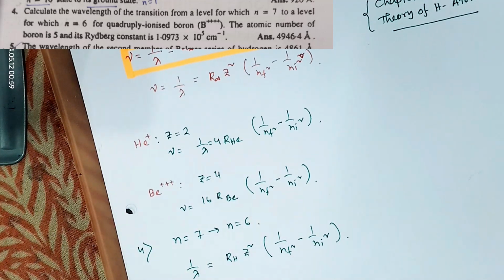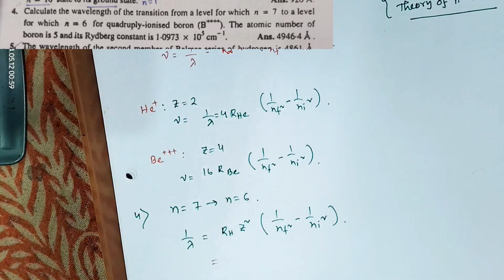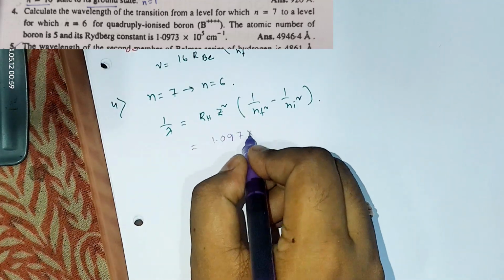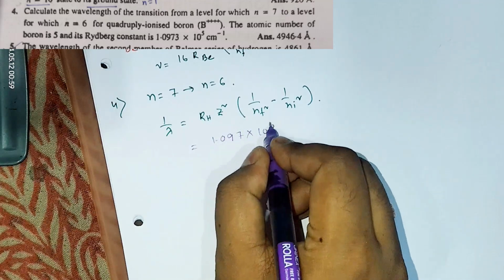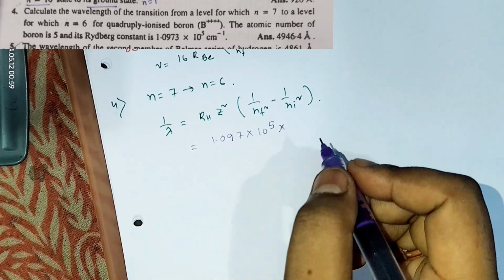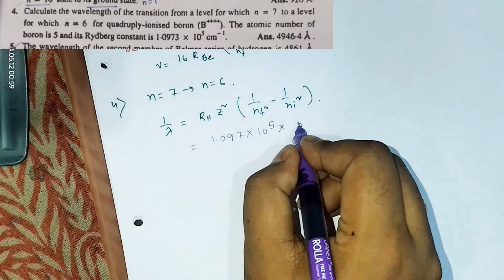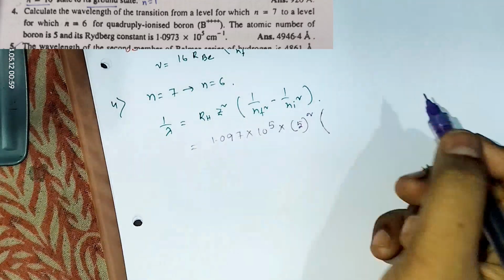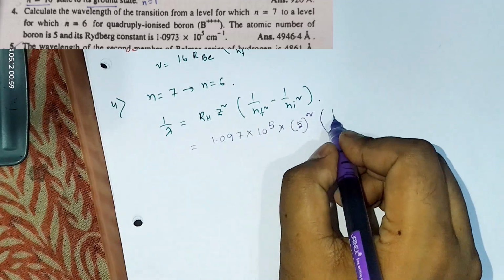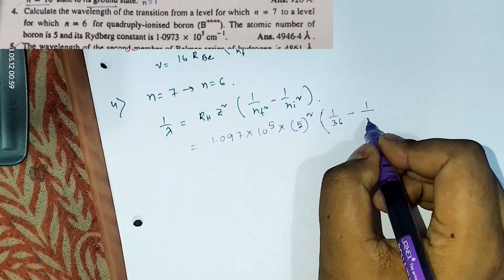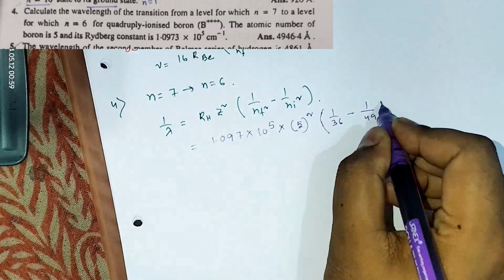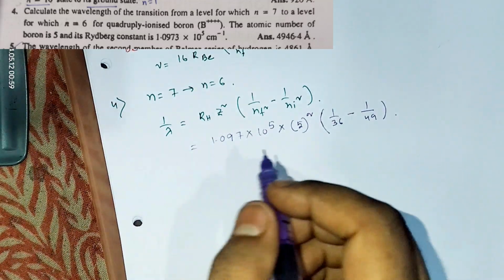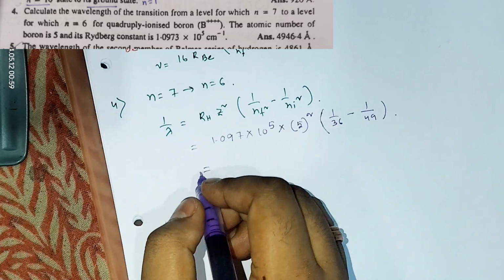The values have already been given to you. 1.097 into 10 to the power 5, into Z, which for boron is 5, so 5 whole square. And this will be for 7 to 6. So you will get 1 by 36 minus 1 by 49. I think it's clear. Okay, now use the calculator.